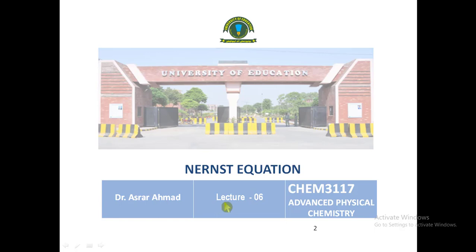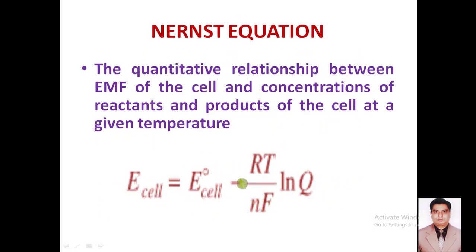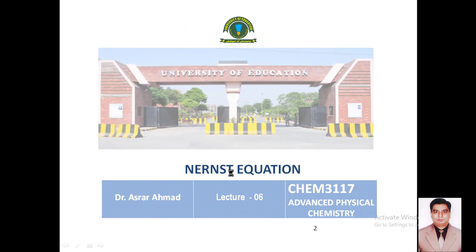Dr. Asrar Ahmed, and it's my lecture number 6. This lecture deals with the Nernst equation, and this topic belongs to the chapter Advanced Physical Chemistry. This is the course name and the code is 3117.